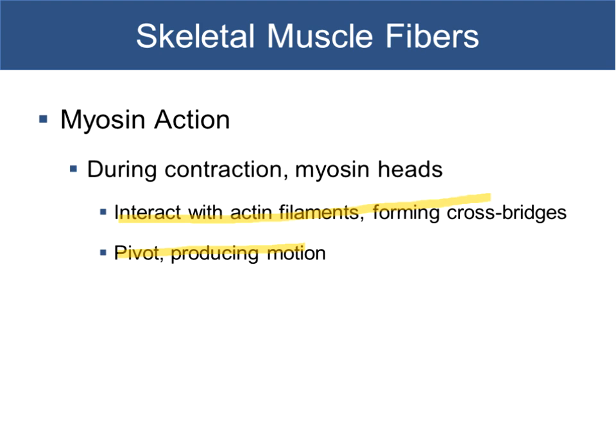So, myosin action. When we are contracting, the myosin heads interact with the thin filaments, and that interaction between the myosin head and the thin filaments is what we call a cross bridge. From that interaction, the myosin heads are going to pivot, and when they pivot, they produce motion, which is characterized by the shortening of the sarcomere, which is that unit of contraction from Z-line to Z-line. That shortening of the sarcomere is what we consider a contraction.